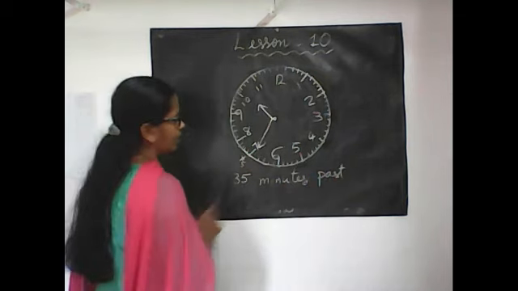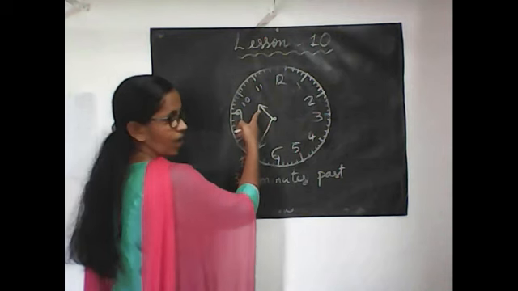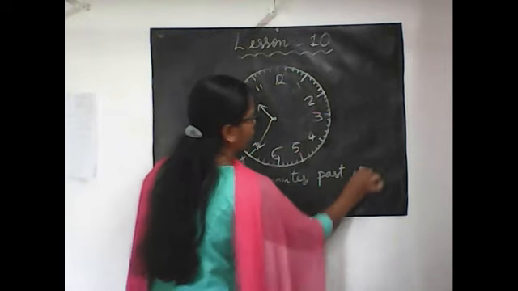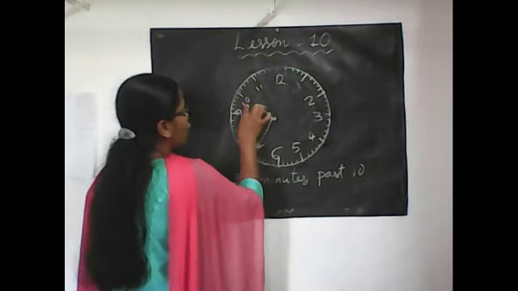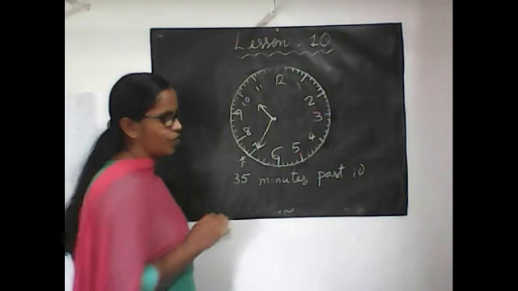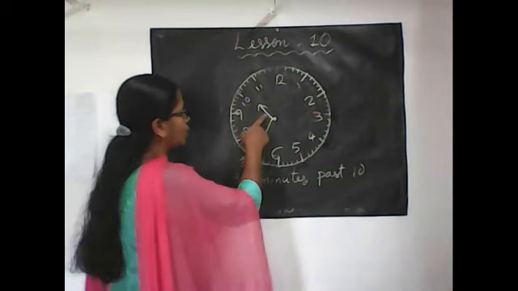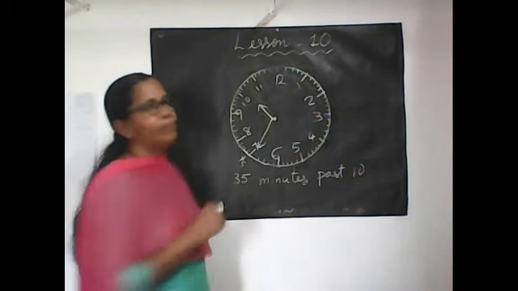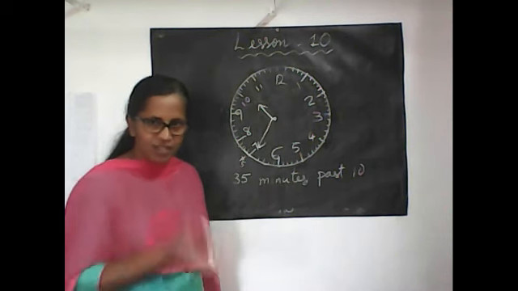How much hour? Look at the hour hand. It is just after 10. That means 10 o'clock is over but not yet 11. So the short hand, that's the hour hand, will be in between, a bit moved from 10. Then it is 10 past.